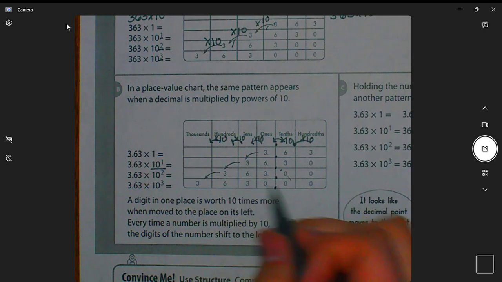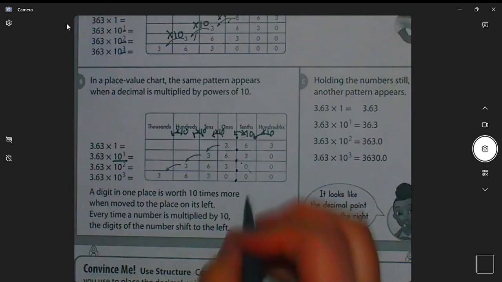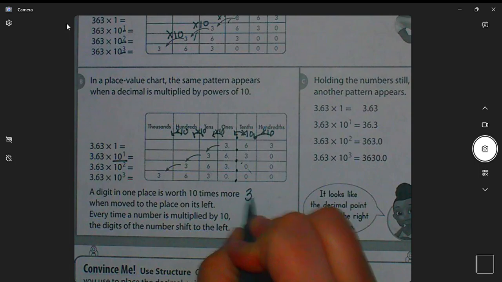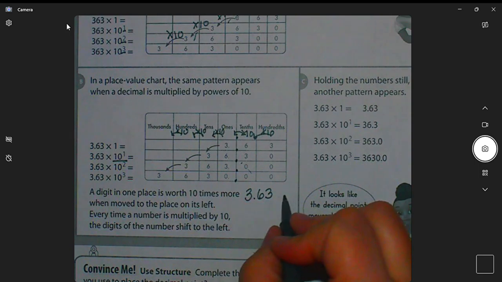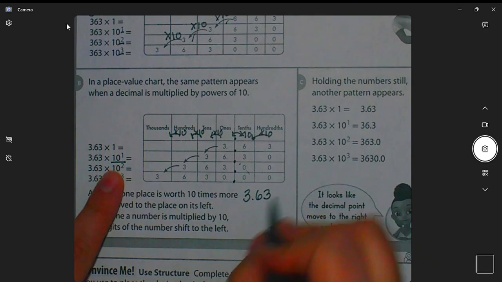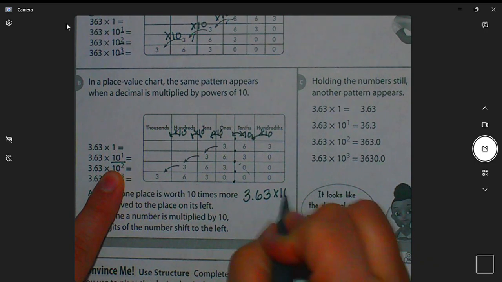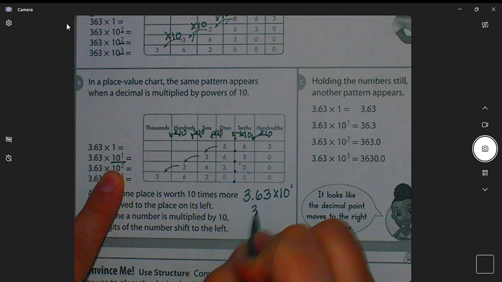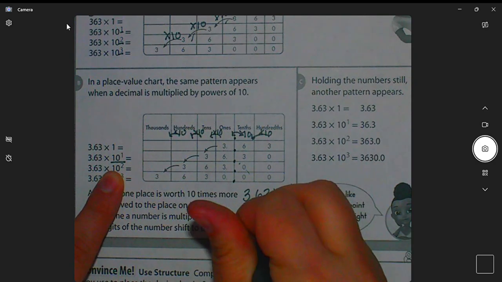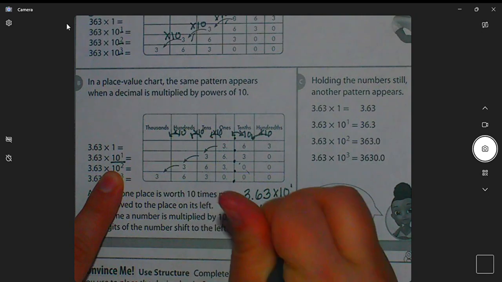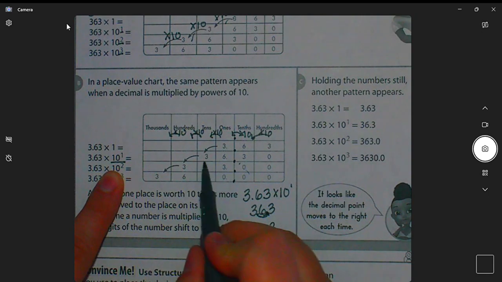Let's look at this. 3 and 63 hundredths times 10 to the first. So 3 and 63 hundredths. My decimal is going to move one place. It gives me 36 and 3/10. You can double check yourself off the chart.